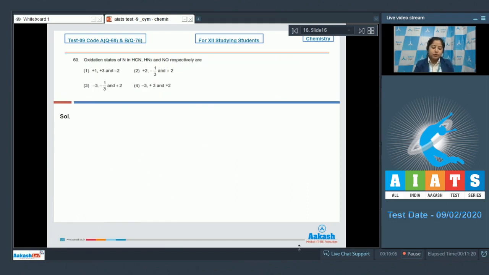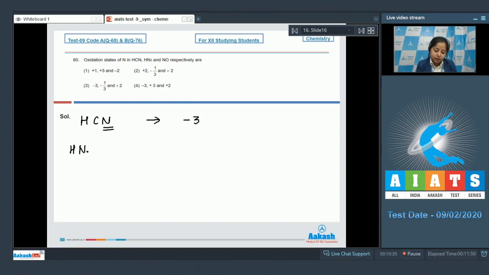Moving to the next question, students. Let's read the question, students. Oxidation state of nitrogen in HCN, HN3 and NO respectively are. Students, I am writing the oxidation state. First we have taken HCN. Here the oxidation state of nitrogen will be -3.